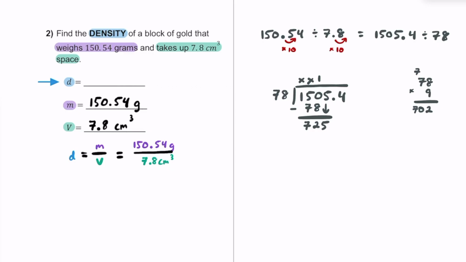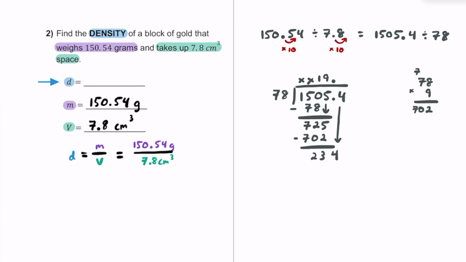So I'm going to put a 9 up here. Don't forget to put that decimal. So we have 702. Let's see, we're off by, looks like 23. And finally, let's go ahead and bring down this 4 here. So we have 2, 3, 4 at the end.